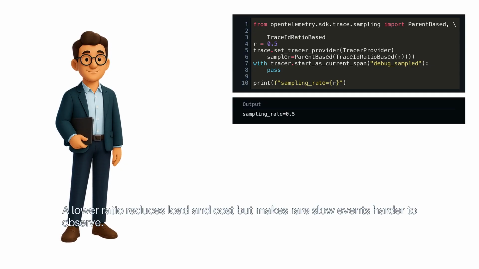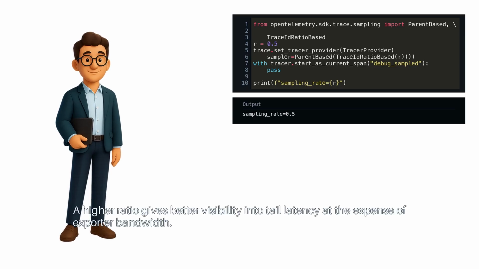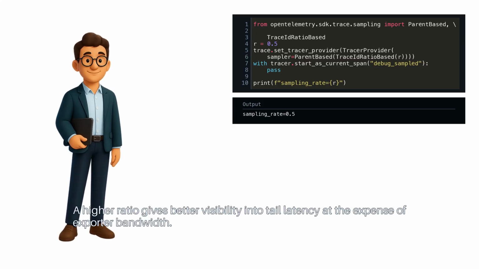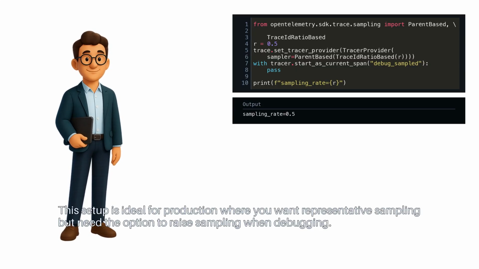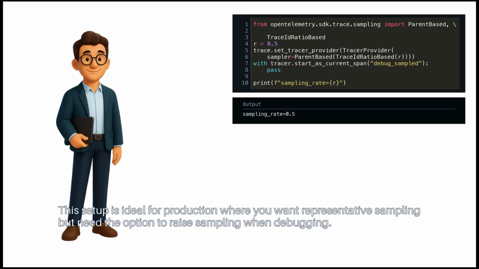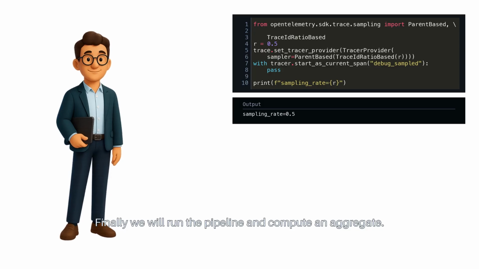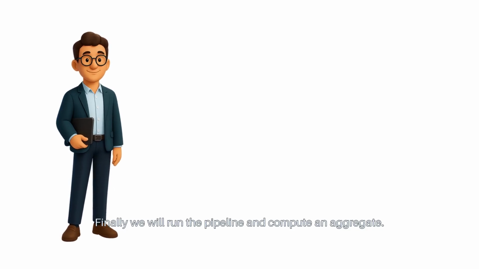but makes rare slow events harder to observe. A higher ratio gives better visibility into tail latency at the expense of exporter bandwidth. This setup is ideal for production where you want representative sampling, but need the option to raise sampling when debugging. Finally, we will run the pipeline and compute an aggregate.